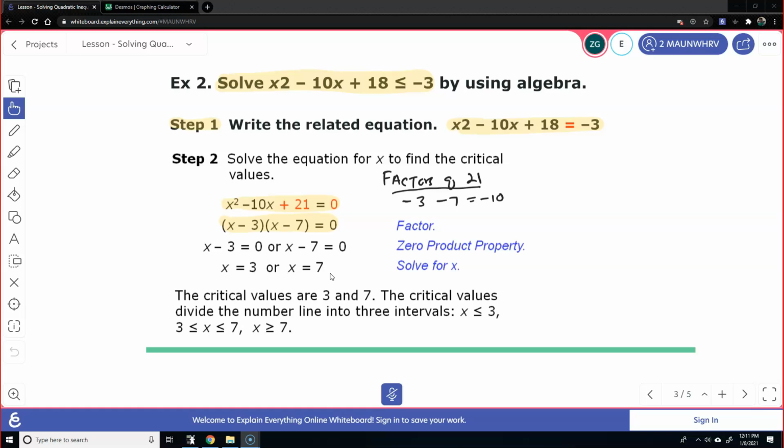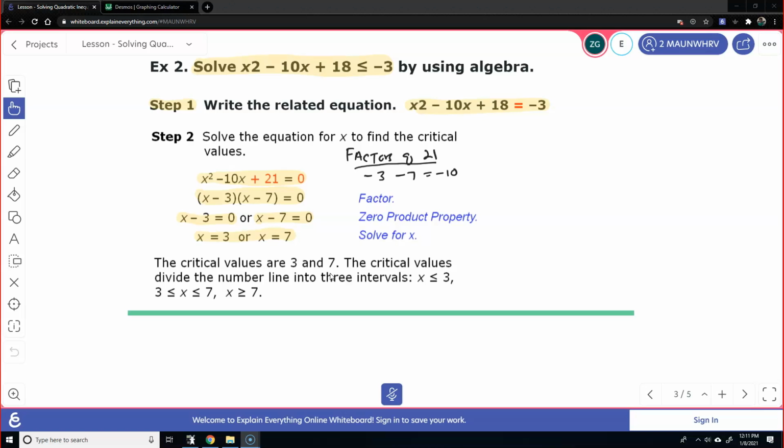The next step is to set each factor equal to 0. So you have x minus 3 equals 0 and x minus 7 equals 0, and then to get to our critical points, you're going to add 3 and add 7 to both sides. So now our next step is to figure out what the x values are that are going to make this a true statement.